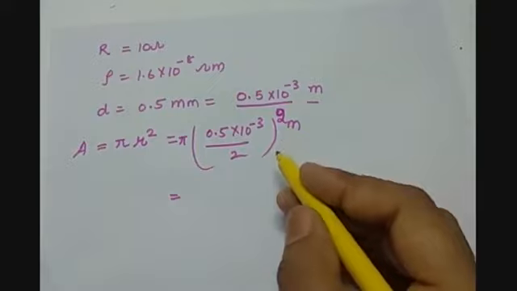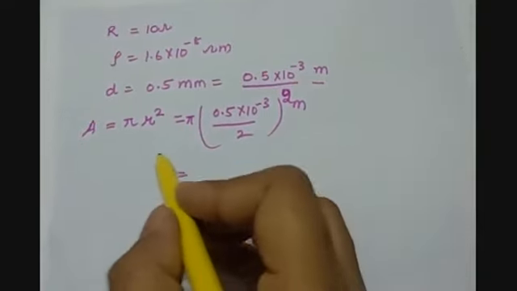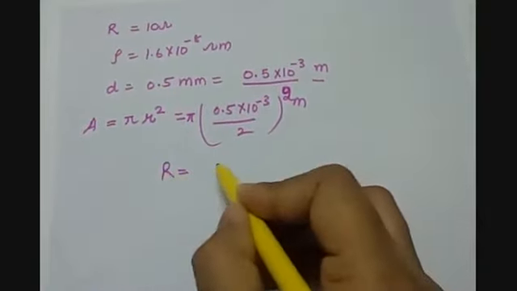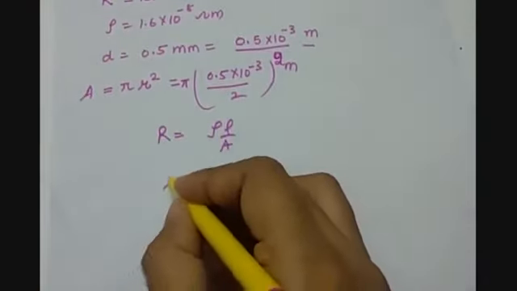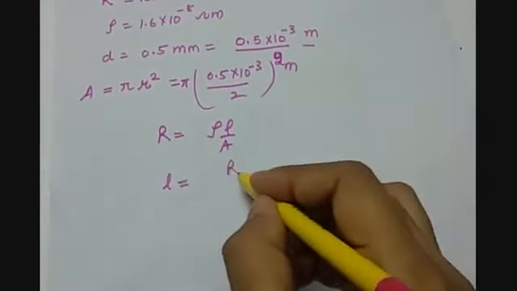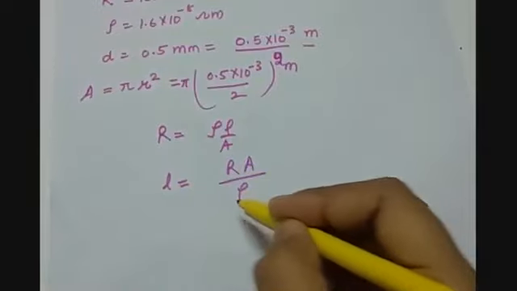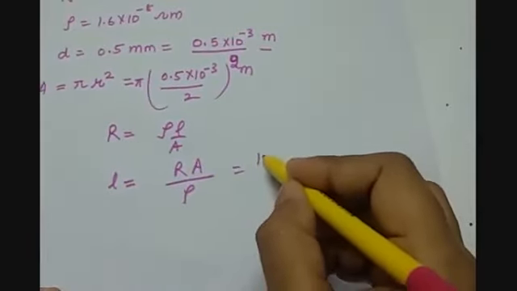Now as we have to find out the length of the resistor, we have a formula R is equal to rho L by A. So if we calculate the length from here, it will become RA upon rho. So R is 10.